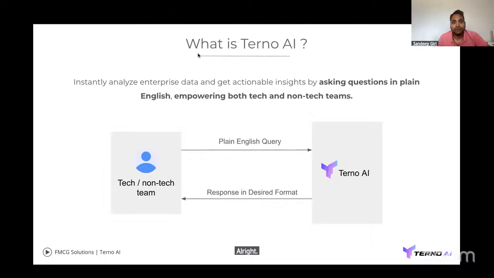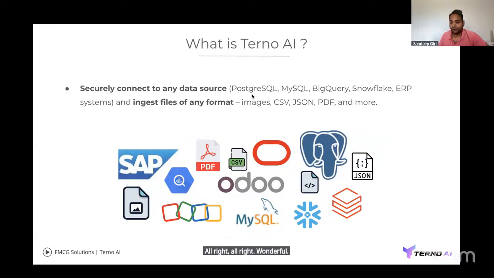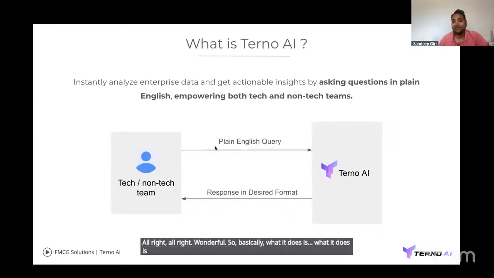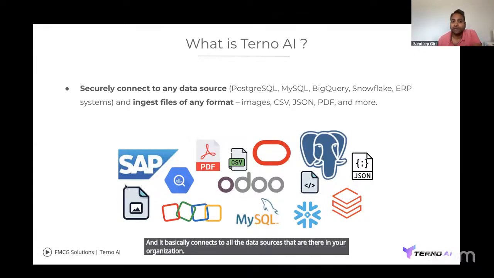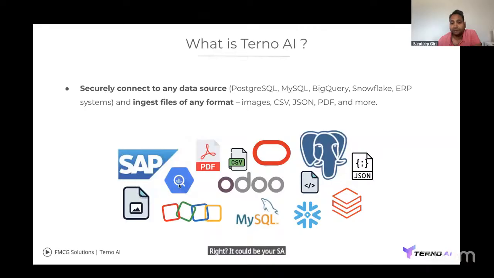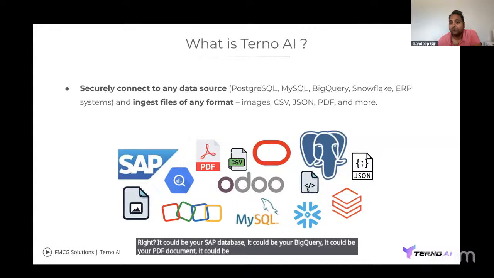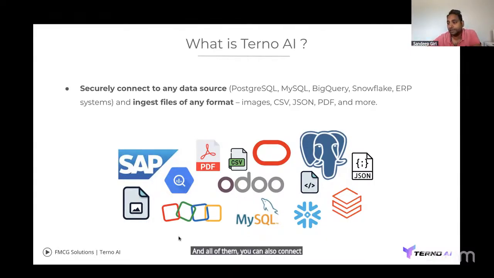All right, wonderful. So basically what it does is you ask your question in plain English to Terno, and Terno gives the response in the desired format. It connects to all the data sources that are there in your organization. It could be your SAP database, your BigQuery, your PDF document, your Odoo, and all of them. You can also connect all of them at the same time, and it can combine the results from multiple places.